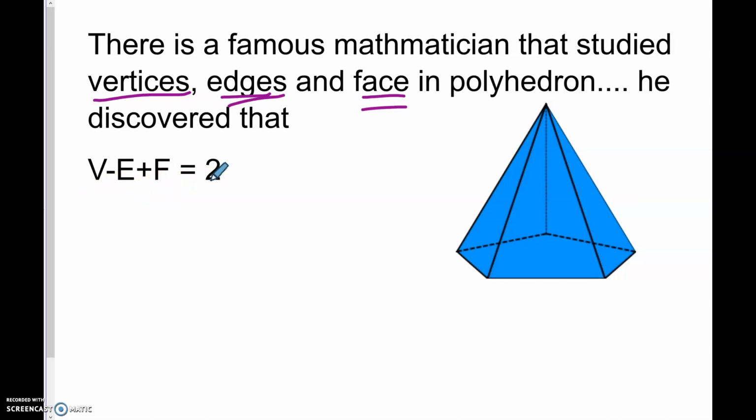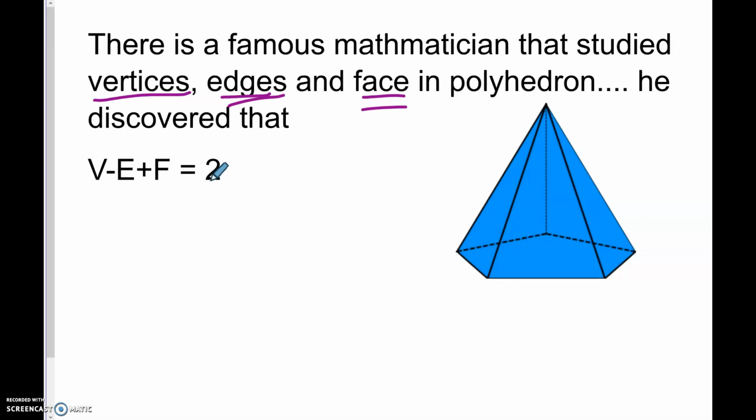And this guy's name was Leonhard Euler. He was a Swiss mathematician. He was born in 1707 and he lived to 1783. So his name was Leonhard Euler. So Euler is the one, and you spell Euler with an E-U-L-E-R, and it's pronounced Euler.